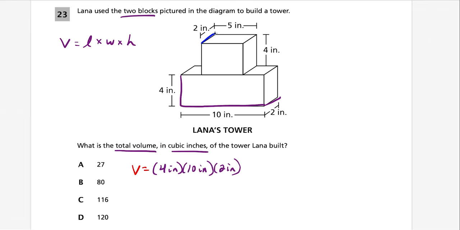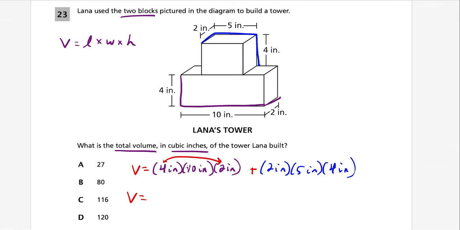Now, the volume of the second block we're going to get, and we're going to write that out right next to this product here. So we have 2 inches times 5 inches times 4 inches. Okay, so when we want to find the total volume, we have to do the volume of the first block plus the volume of the second block. And now we just work this out. Volume equals, and for this one, I would do 4 times 2 is 8. So I would multiply these two together.